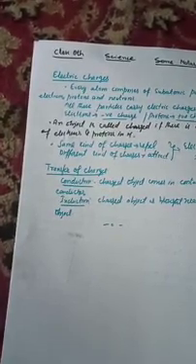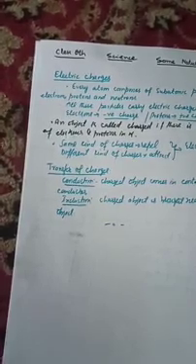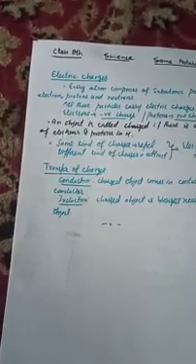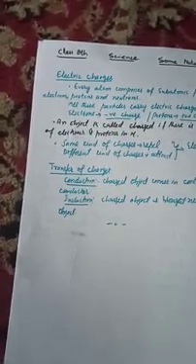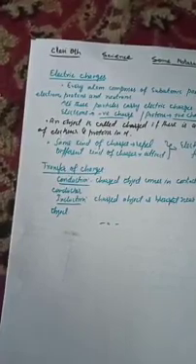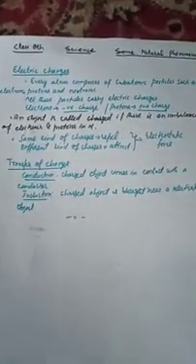The net charge on a neutral object is always zero. However, when an object receives some electrons from another object, the net negative charge on the first object is equal to the net positive charge of the second object. In this way, the charges are conserved during transfer of charges. So, this was about electric charges.